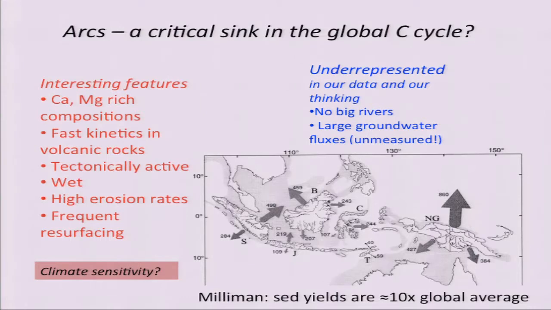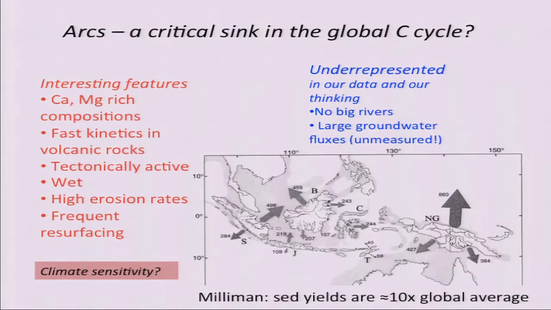They have high erosion rates because they have steep topography and they're wet. And that will pretty much guarantee you high erosion rates and weak rocks, right? And they're frequently resurfaced either by erosion or by new eruptions, right? So this ought to be the perfect storm. And the question is, is there any sort of climate sensitivity?